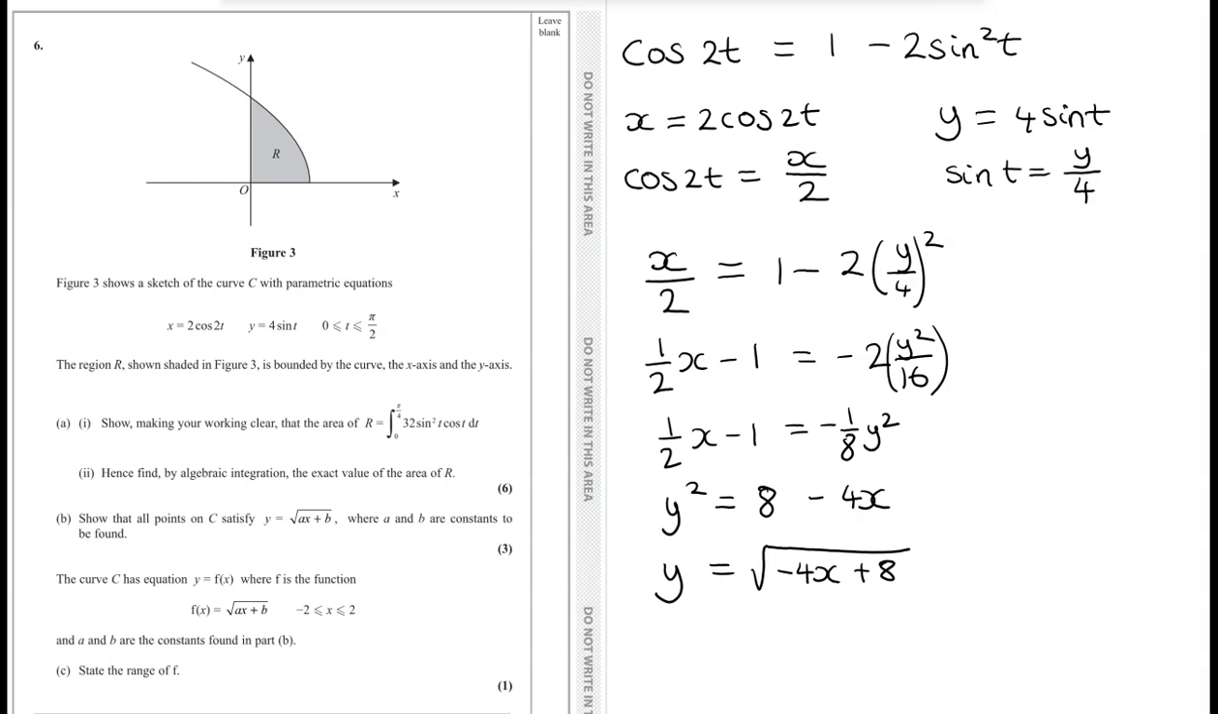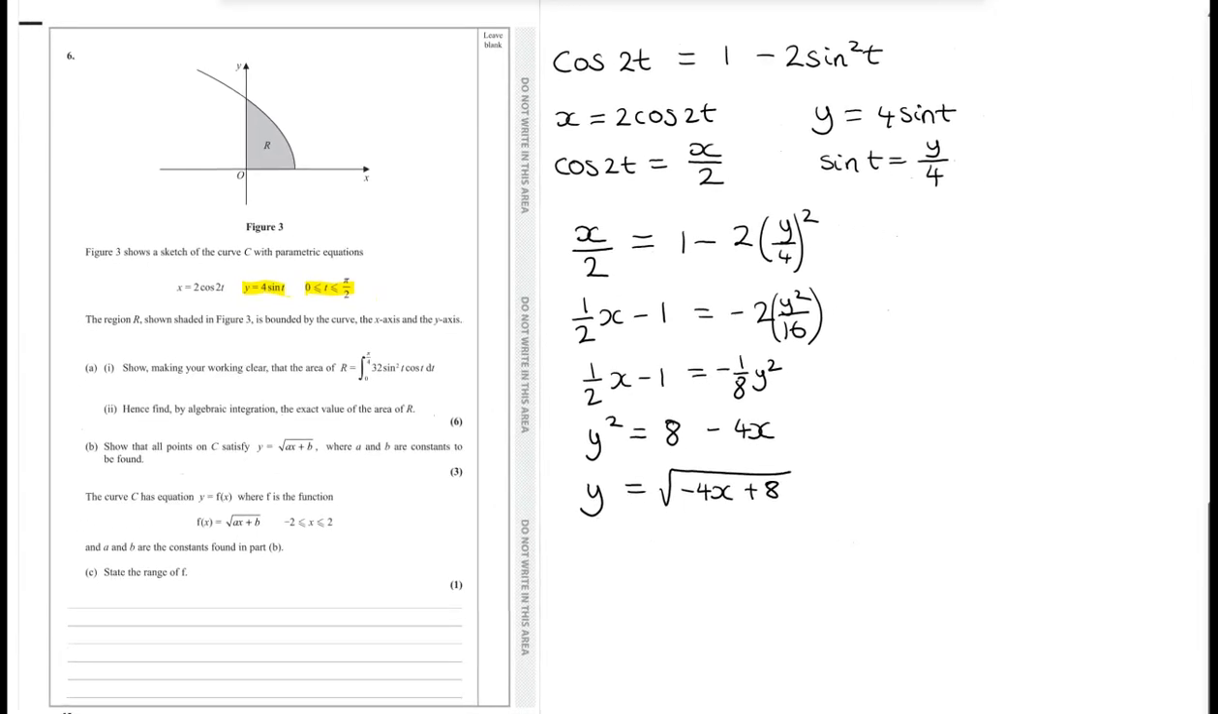And in the final part of this question, we're asked to state the range of f. So we're just finding the range of this. Now, rather than consider this part, I would just go back to the start and say, well, y equals 4 sine t with a domain of 0 to pi over 2. And I know that the range of y as a function of t will be the range of my Cartesian equation. So what I can do is just sketch 4 sine t between 0 and pi over 2.